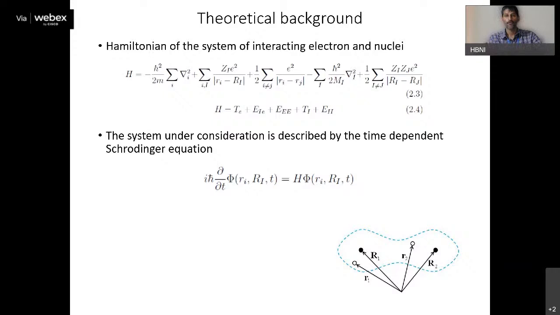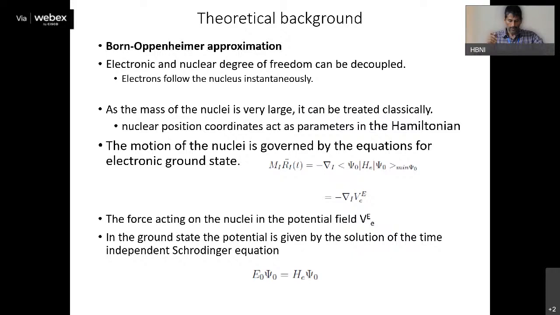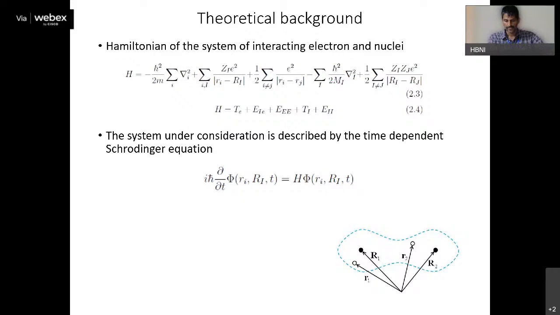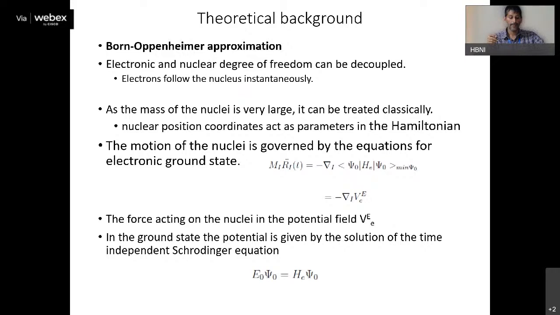Here you can see there are various coordinates. The small indices represent the electronic coordinates, and capital represents the ionic coordinates. So this is the Schrödinger equation that we want to solve. But as we know, if you see this equation, the mass term here is the mass of the ion, which is very large. So this term is very small compared to all other terms. And what one can understand is, if we can decouple the electronic and nuclear degrees of freedom, then this problem is further simplified.